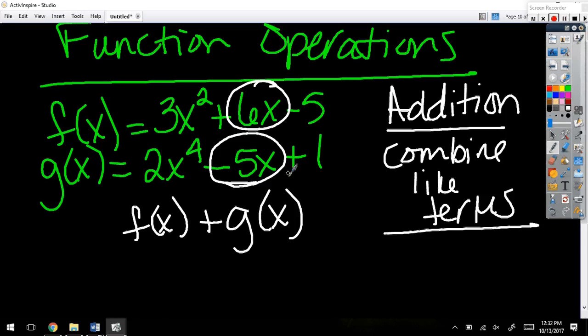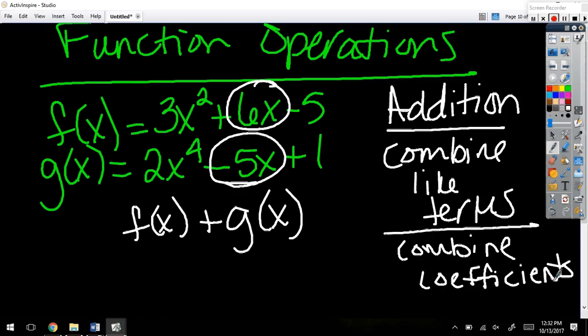And when you add those, what exactly do you add? Do you add the exponents? Do you add the coefficients? You only combine coefficients, okay? Leave the exponents alone. So the whole numbers. Correct.